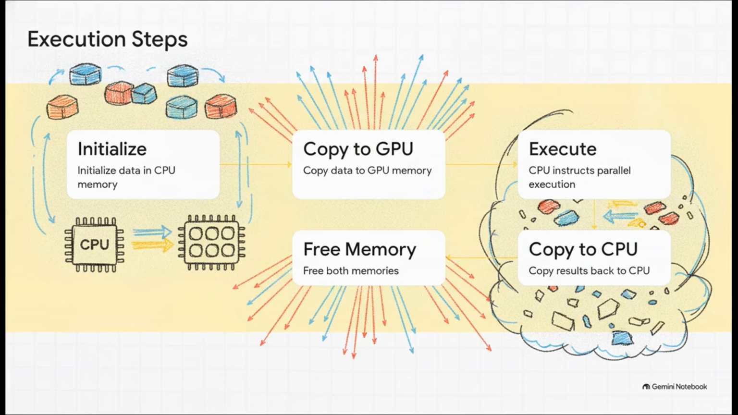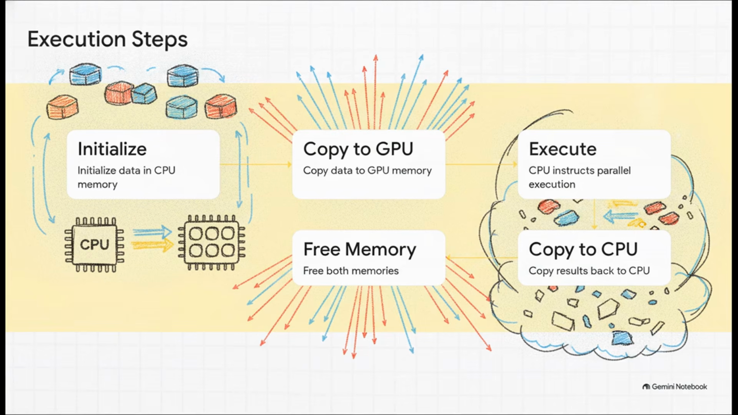So let's walk through how these final steps play out sequentially in our model. Step 5 is initializing the data in the CPU memory. Step 6, as we just saw, is copying that data from the CPU memory over to the GPU memory. And then we hit Step 7. This is the pivotal moment of the entire process, guys. The CPU issues the command, officially instructing the GPU to begin parallel execution.